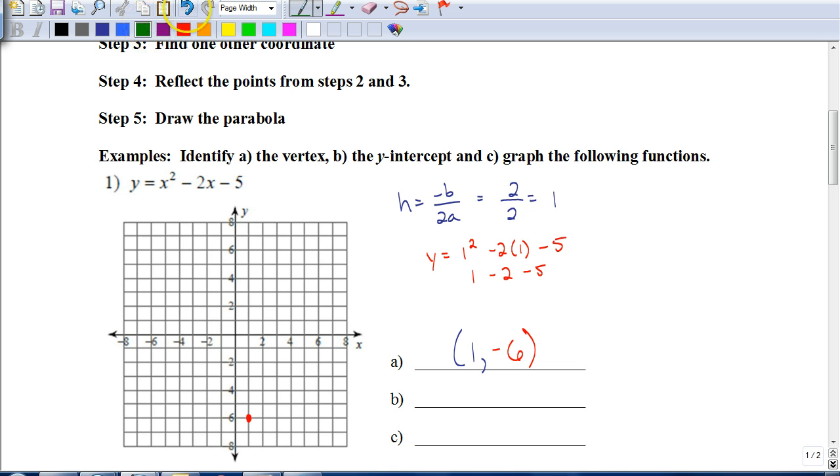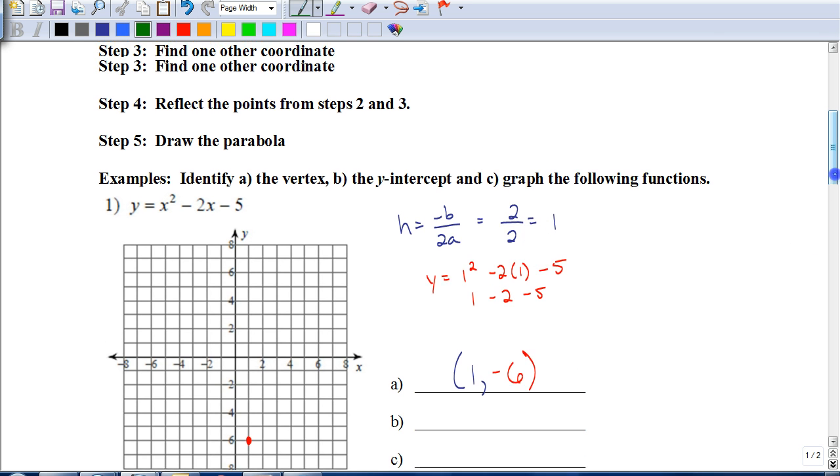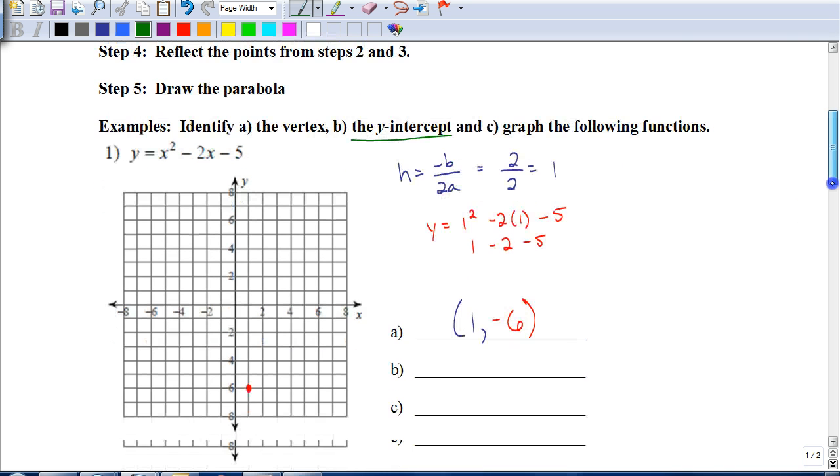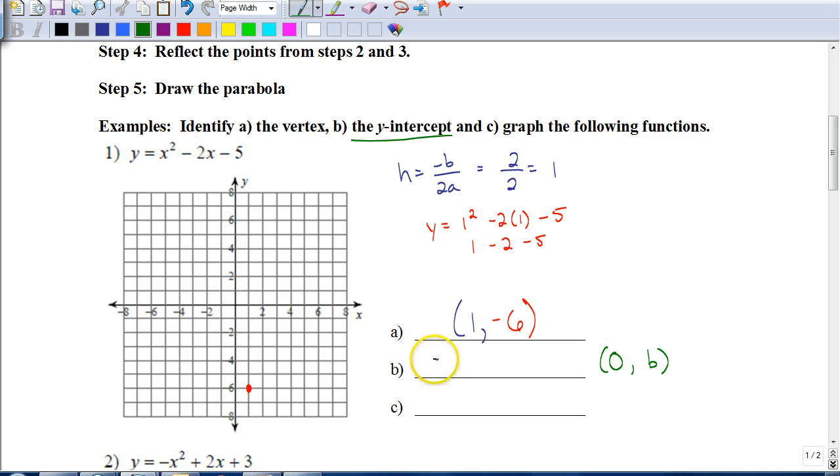Okay, next, if I look at step 2, my next step is to find the y-intercept. Remember, the y-intercept, like I said, is where x is 0 and y is some number. This is really easy because if you put 0 in the equation for x to find out what y is, I get negative 5 as my answer. So (0, negative 5) is my y-intercept.